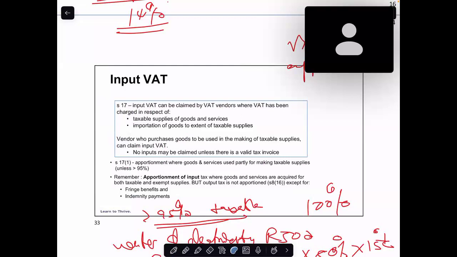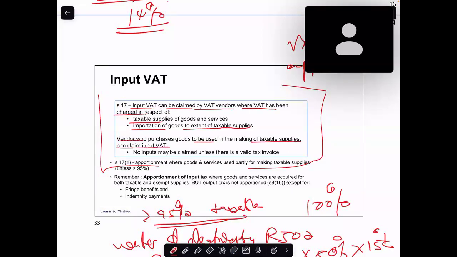All right, if you go to paragraph 17, is the one talking to input VAT. They're saying input VAT can be claimed by a VAT vendor where VAT have been charged in respect of taxable supplies of goods and services or importation of goods to the extent of taxable supplies. A vendor who purchases goods to be used in making of taxable supplies can claim input VAT. No input VAT can be claimed unless there's a valid tax invoice. Right, so now let's try to fit that transaction here.